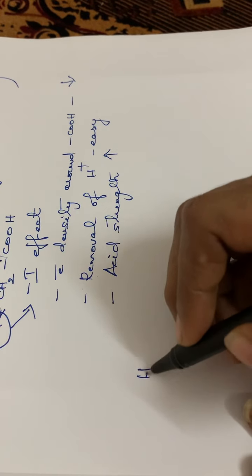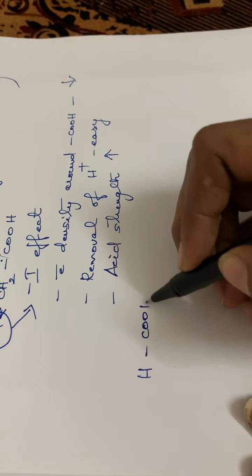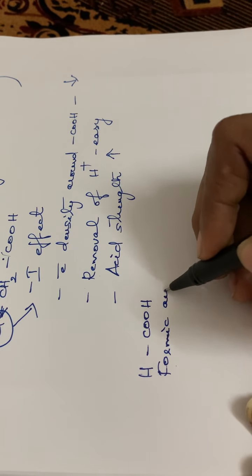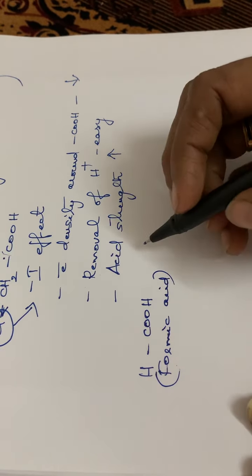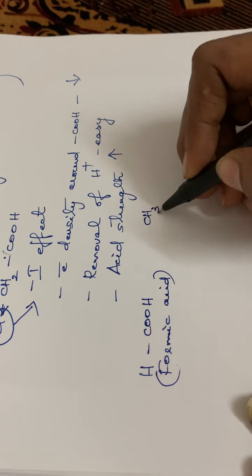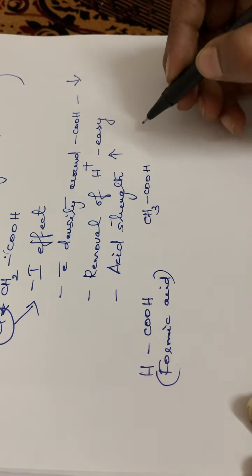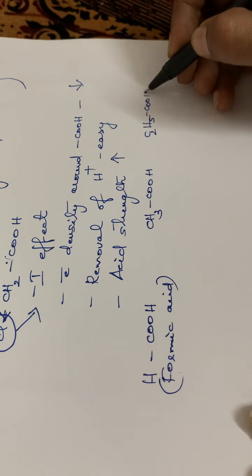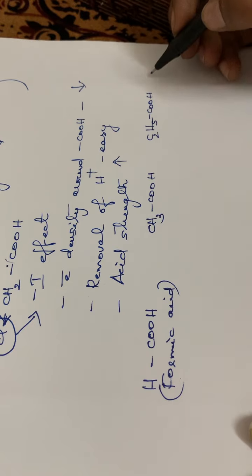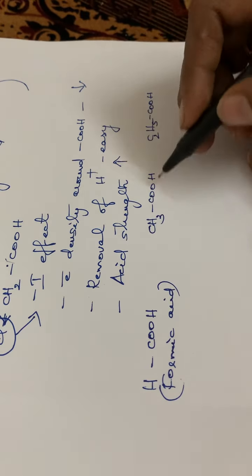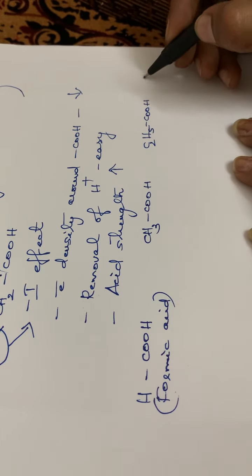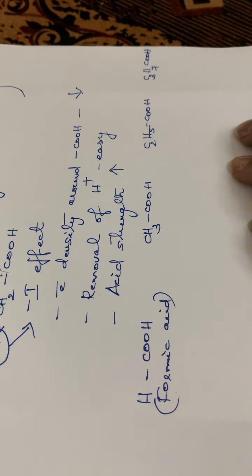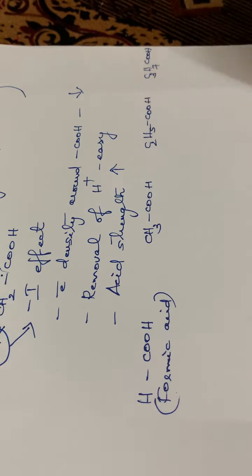See, first example, HCOOH. This is formic acid, right? Then the next one, the acetic acid, CH3COOH. Then the next one, C2H5COOH, that is propanoic acid. Formic acid, acetic acid, propanoic acid, then butanoic acid, C3H7COOH, butanoic acid. Okay, formic, acetic, propanoic and butanoic acid.